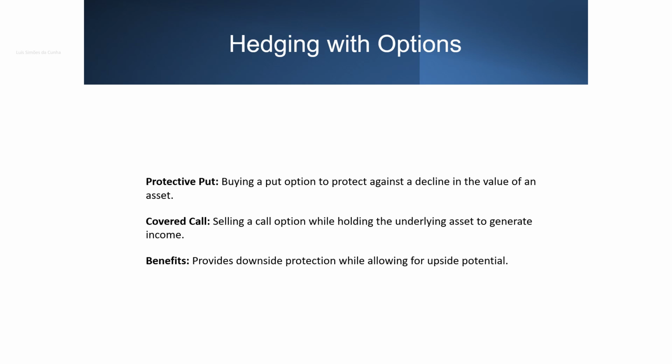Hedging with options includes strategies like the protective put, which involves buying a put option to protect against a decline in asset value, and the covered call, which involves selling a call option while holding the underlying asset to generate income. These strategies provide downside protection while allowing for upside potential.